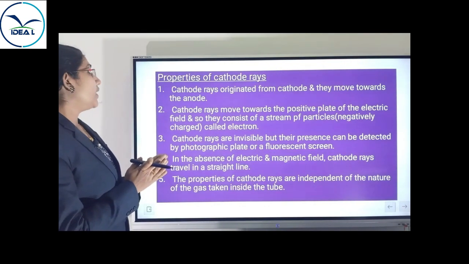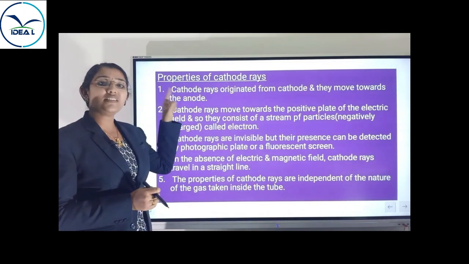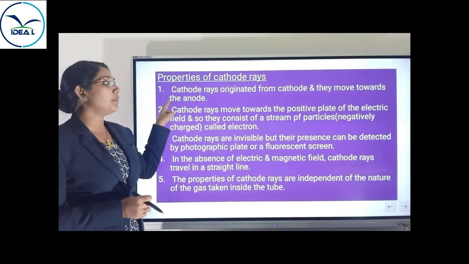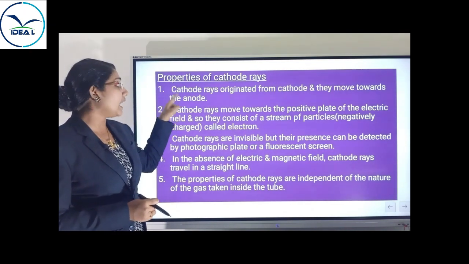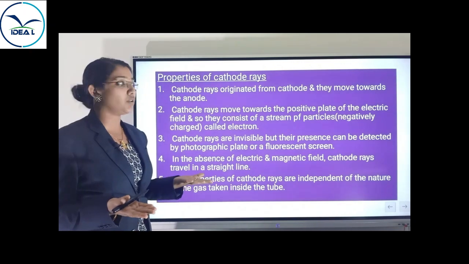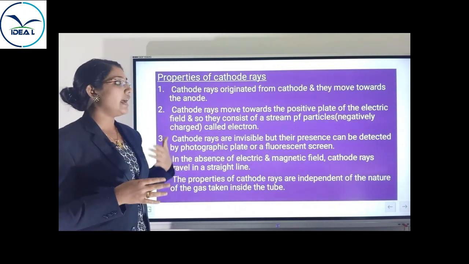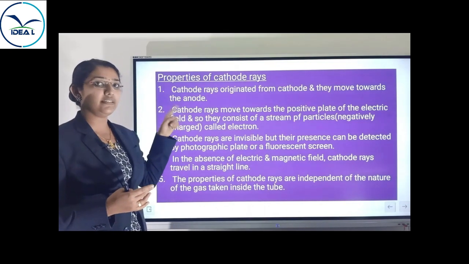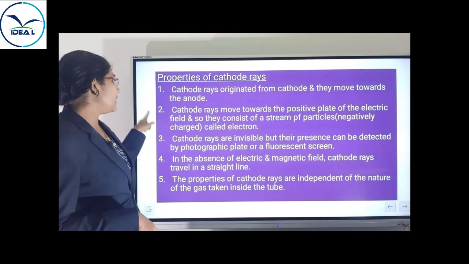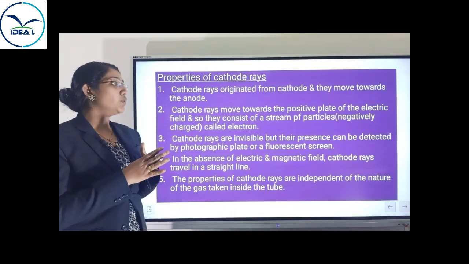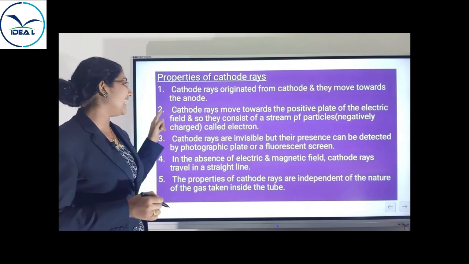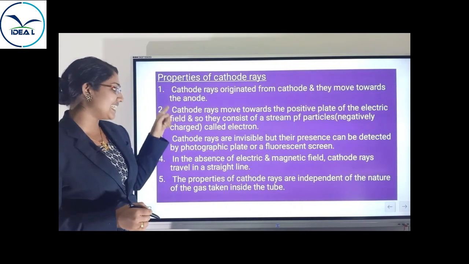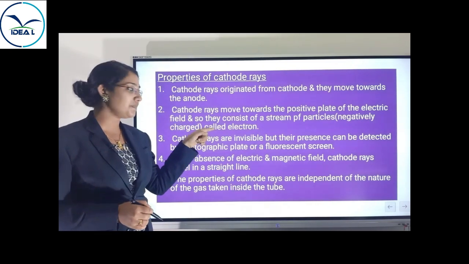Next we are going to understand the properties of cathode rays. I am numbering those properties. First property: we already learned that cathode rays originate from which electrode? Cathode, the negative electrode. And in which direction do they move? They move towards the anode, the positive electrode. Then what is the second point? Cathode rays move towards the positive plate of the electric field, and so they consist of a stream of particles that are negatively charged, called electrons.